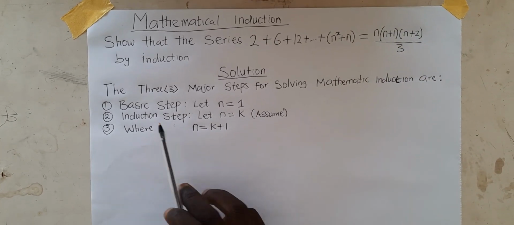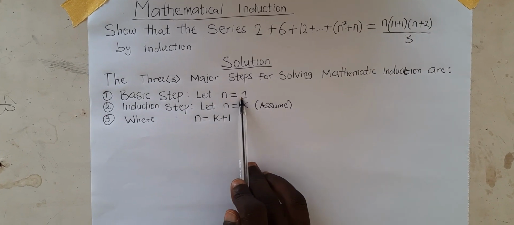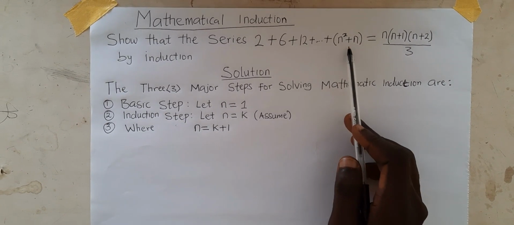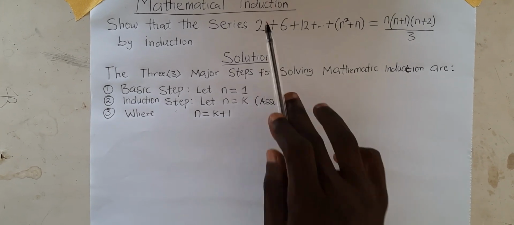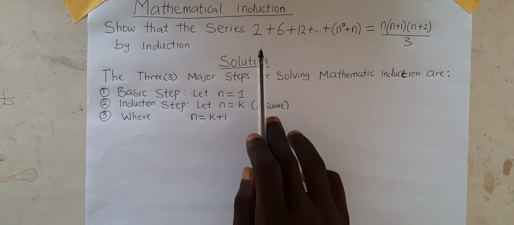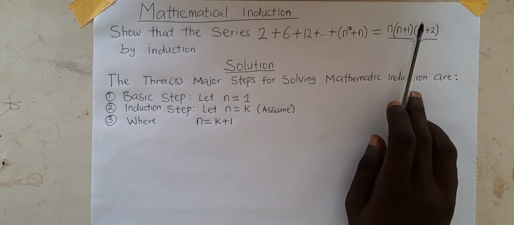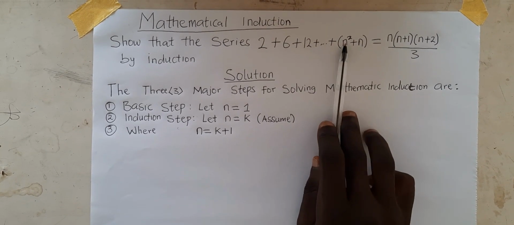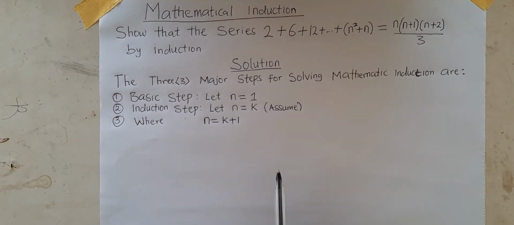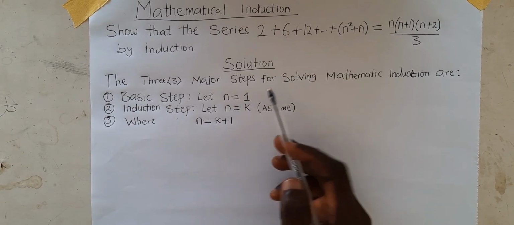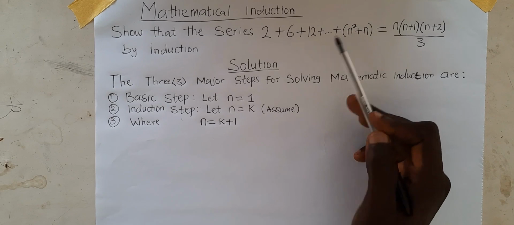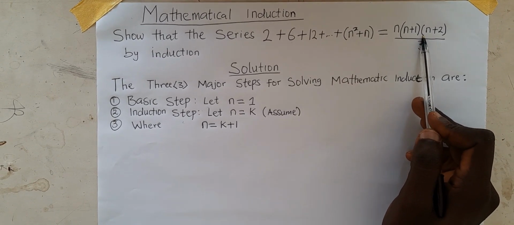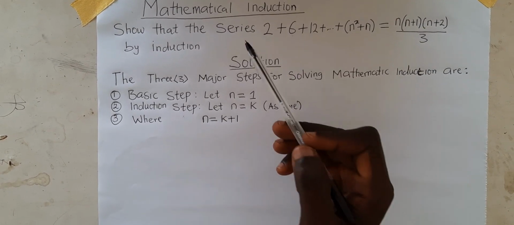We normally use n equals 1 for the basic step, because whenever n equals 1, the first term, this will give you the same value, and this will also give you the same value. But when n equals 2, the value this will give is different from this. So when n equals 1, we substitute 1 into the equation at the left and 1 into the equation at the right, to see whether they will give us the same thing.